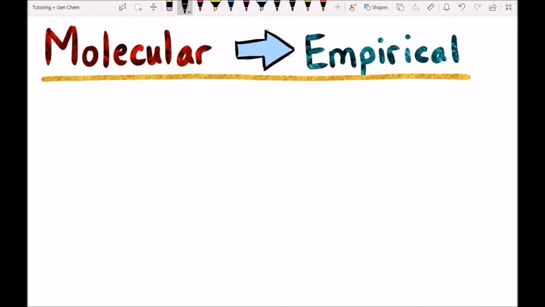So in this video we're going to talk about how to go from a molecular formula to an empirical formula. A molecular formula describes the actual number and ratio of atoms in a molecule. The empirical formula simplifies that and reduces the subscripts in the molecular formula down to the simplest possible ratio of atoms.